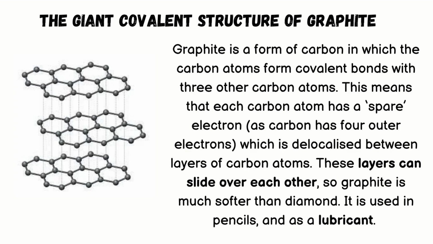The covalent structure of graphite. Graphite is a form of carbon in which the carbon atoms form covalent bonds with 3 other carbon atoms. This means that each carbon atom has a spare electron, as carbon has 4 outer electrons, which is delocalized between layers of carbon atoms. These layers can slide over each other, so graphite is much softer than diamond. It is used in pencils and as a lubricant.